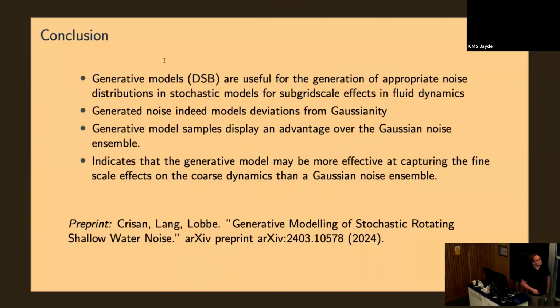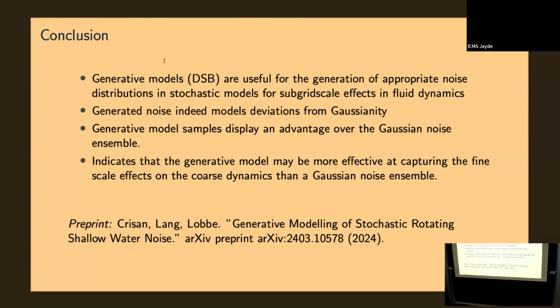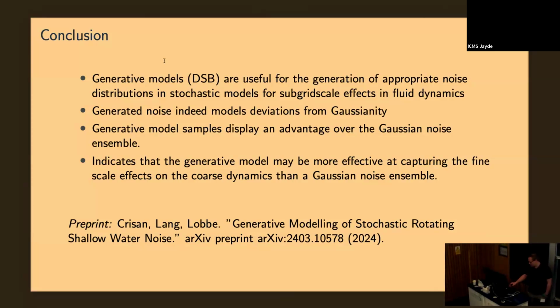And so the conclusion is that we can generate an appropriate noise for the subgrid scale effects in fluid dynamics using these generative models. And one may try different versions of generative model. DSB is just one that we chose. And another observation is that the generated noise can actually model the deviations from Gaussianity. And the ensembles that we generate seem to be better suited to do ensemble forecasts than just using Gaussian perturbations of the transport variables. And yeah, the preprint is available. And this will be my talk.